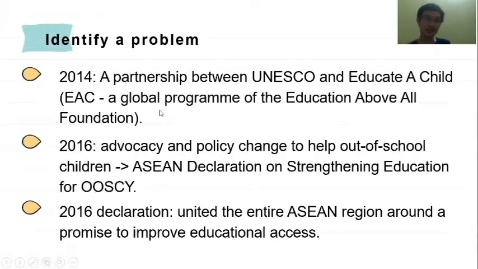As you can see on the screen, ASEAN had some actions and declarations related to these issues. In 2014, a partnership between UNESCO and Educate A Child, which is EAC, a global program of the Educate A Child foundation, provided educational access to ASEAN to boost the education quality of our school children and youth. They held two meetings related to these issues. In 2016, the focus was on advocacy and policy change to help our school children.